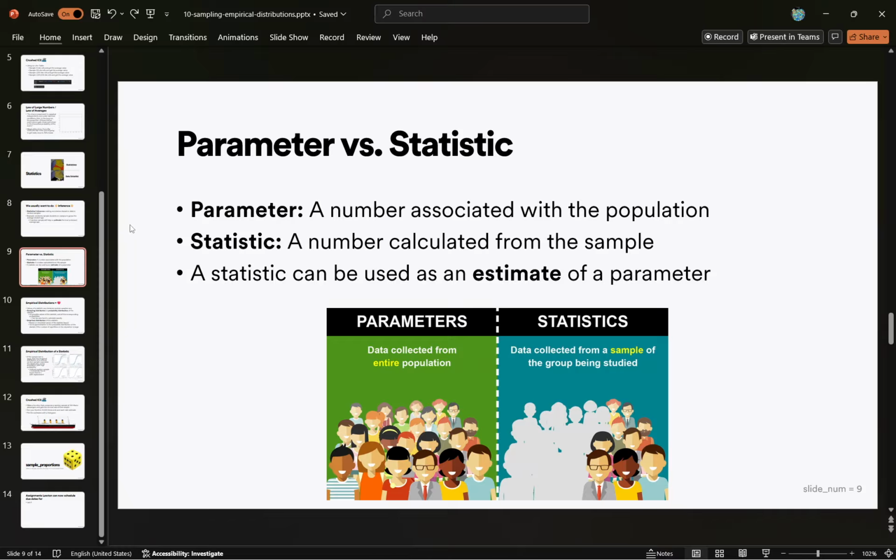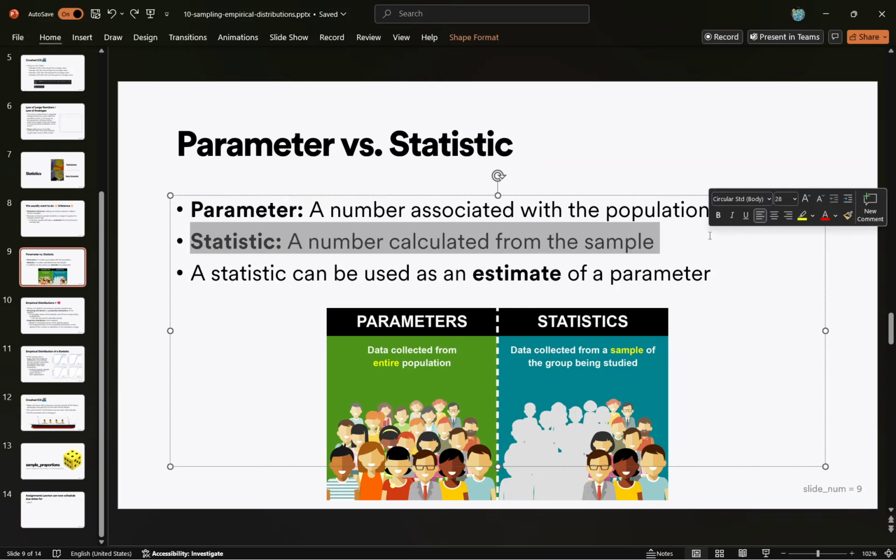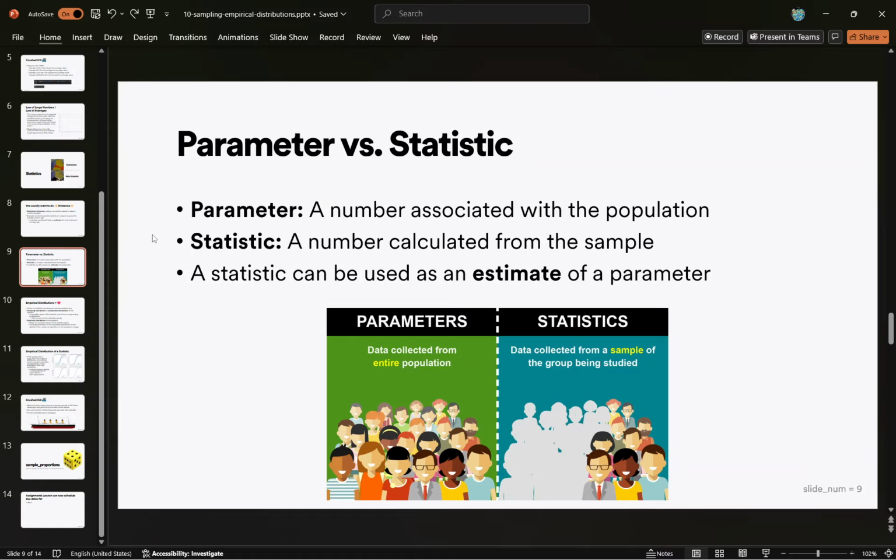There's a huge difference there: population versus sample. The average age over everybody on Earth, if you could have that value, is a parameter. The average age of a sample of 10,000 people on Earth is a statistic at that point. Does that make sense, the difference there? It's very subtle. Parameters are collected from the entire population, statistics from a sample.